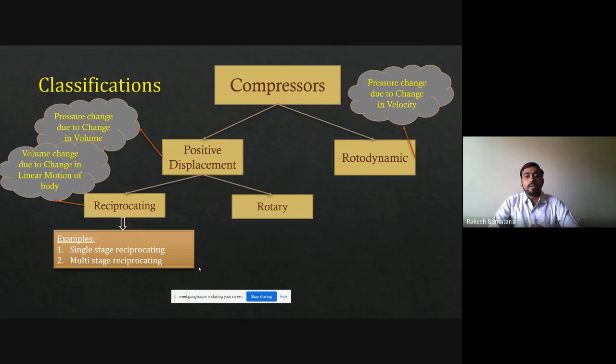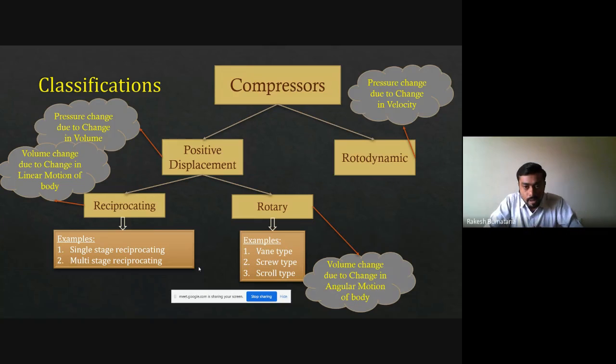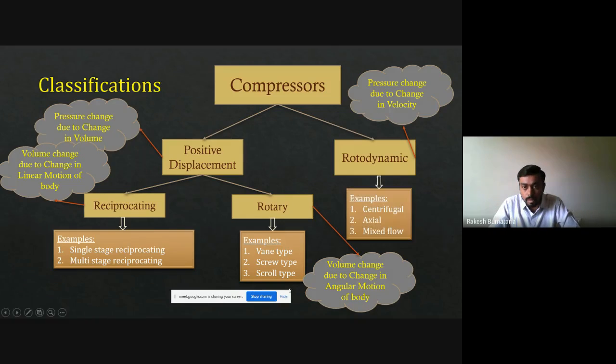Let's continue with rotary compressors. What is a rotary compressor? Due to angular motion of the body, there is a change in volume, and due to the change in volume, pressure will change. Such types of compressors are known as rotary compressors. Examples are vane type compressors, screw type compressors, and lobe type compressors. Other examples of rotary type compressors are centrifugal compressor, axial flow compressor, and mixed flow compressor.